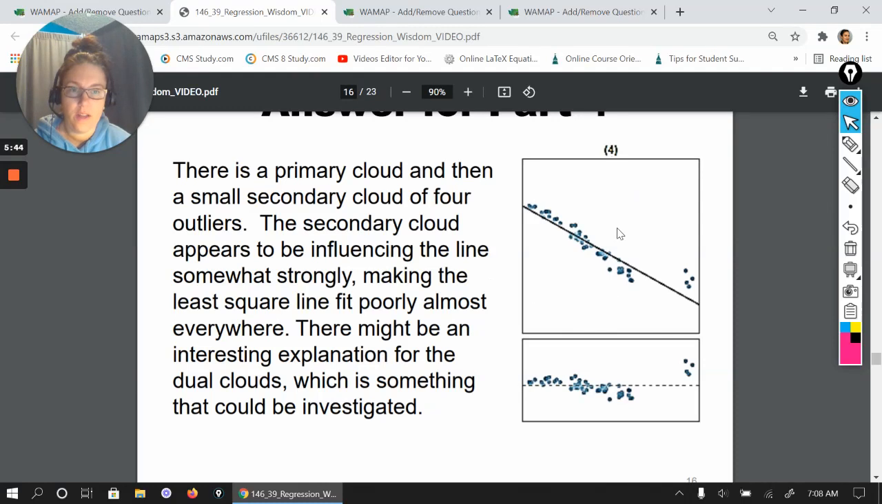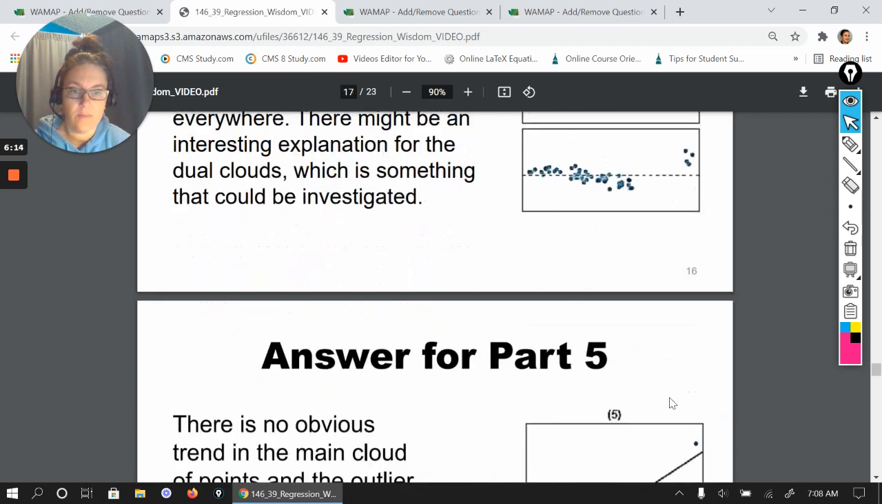So for number 4 here, there is a primary cloud, and then there is a small secondary cloud of 4 outliers. The secondary cloud appears to be influencing the line somewhat strongly. See how it's kind of heading downwards on our residual plot? Making the least squares line fit poorly almost everywhere. There might be an interesting explanation for the dual clouds, which is something that could be investigated.